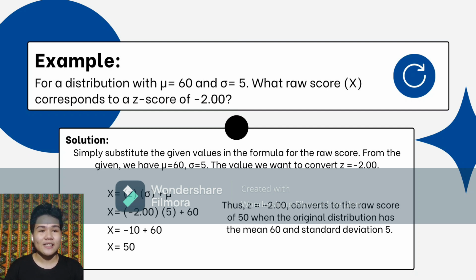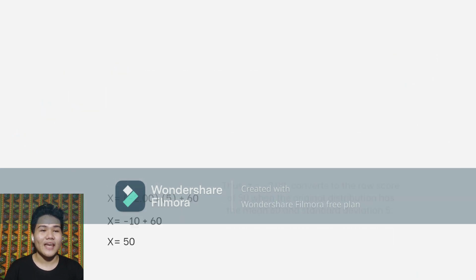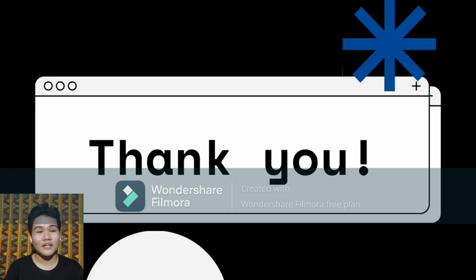Thus, z equals negative 2 converts to the raw score of 50 when the original distribution has a mean of 60 and the standard deviation of 5. And that is how you convert a normal distribution to a standard normal distribution and vice versa. Thank you!